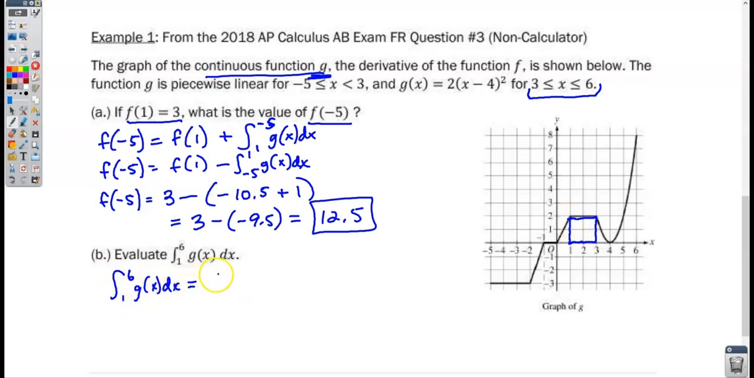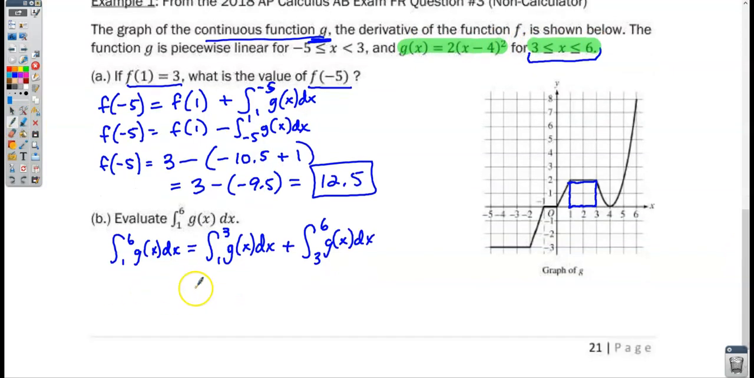Since that's the piecewise portion, the piecewise linear portion, we've got to add to that the integral from 3 to 6, which is based off of the equation that we're given for the interval from 3 to 6. So this is going to be equal to 4 plus the integral from 3 to 6 of g of x dx. So that's the integral from 3 to 6 of 2 times the quantity x minus 4 to the second.